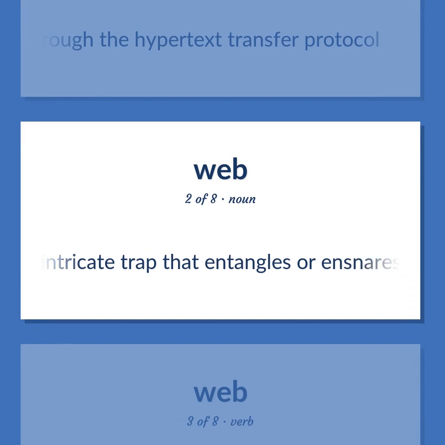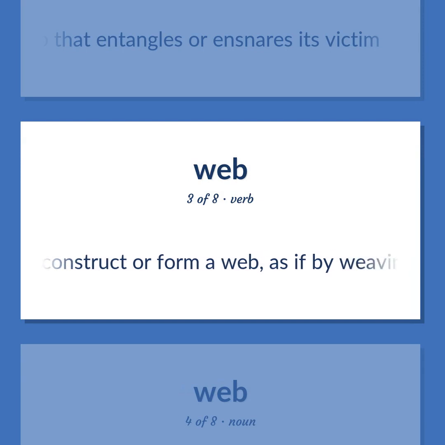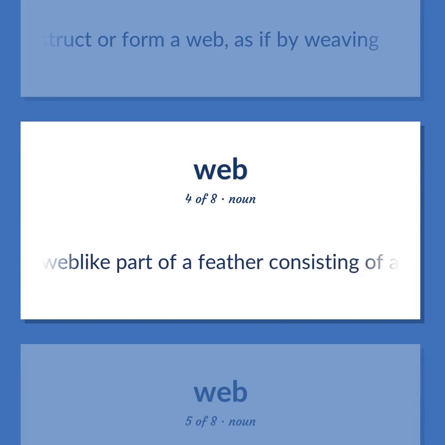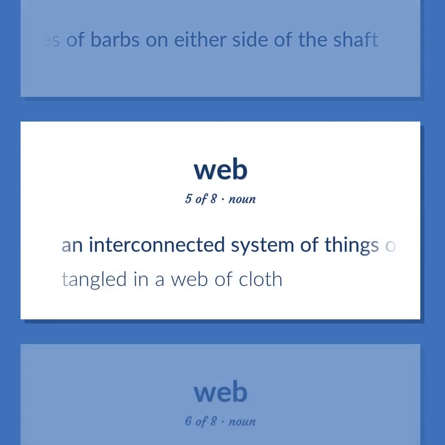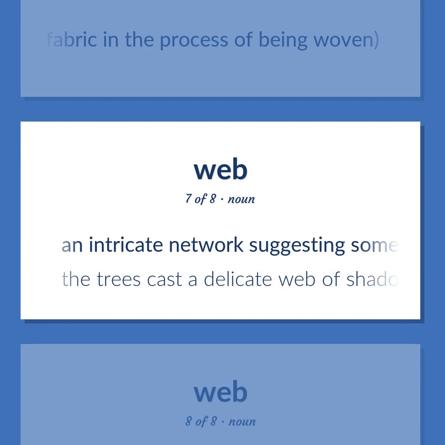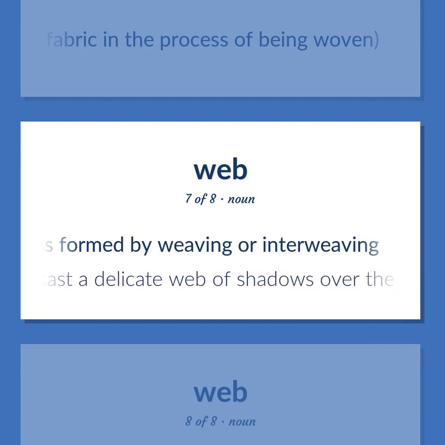An intricate trap that entangles or ensnares its victim. Construct or form a web, as if by weaving. The flattened web-like part of a feather consisting of a series of barbs on either side of the shaft. An interconnected system of things or people. Tangled in a web of cloth. A fabric, especially a fabric in the process of being woven. An intricate network suggesting something that was formed by weaving or interweaving. The trees cast a delicate web of shadows over the lawn.